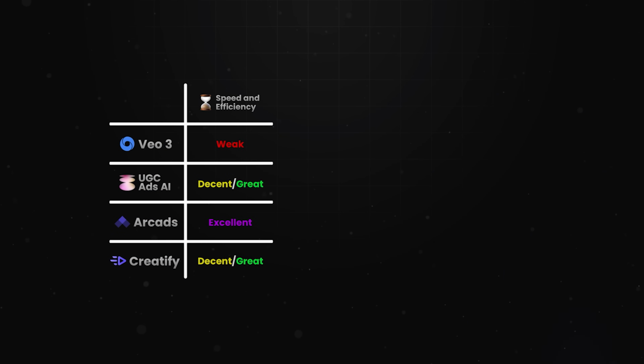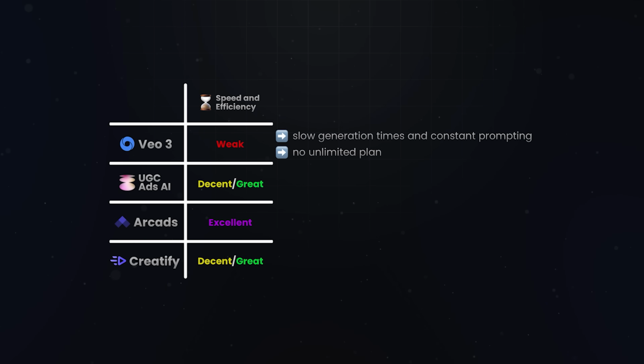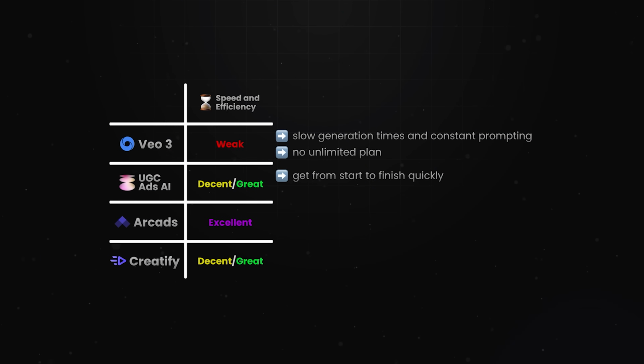So looking at speed and efficiency across the board, VO3 lands on the weaker side. The slow generation times, the constant back and forth with prompts, and the fact that there's no unlimited plan really hold it back if you're trying to move fast. UGC Ads AI does a better job here. You can get from start to finish quickly, but the daily caps and the occasional need to redo videos keep it somewhere between decent and great.